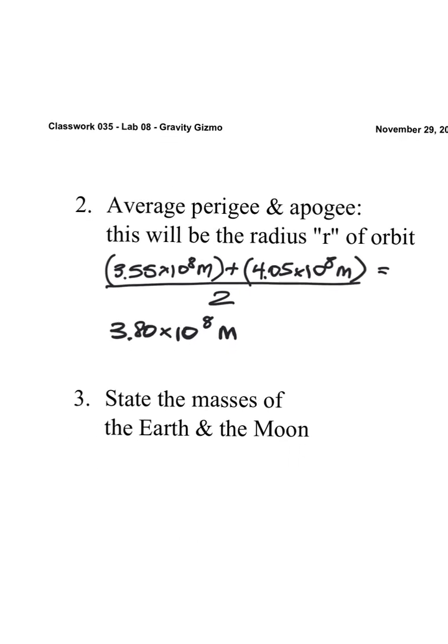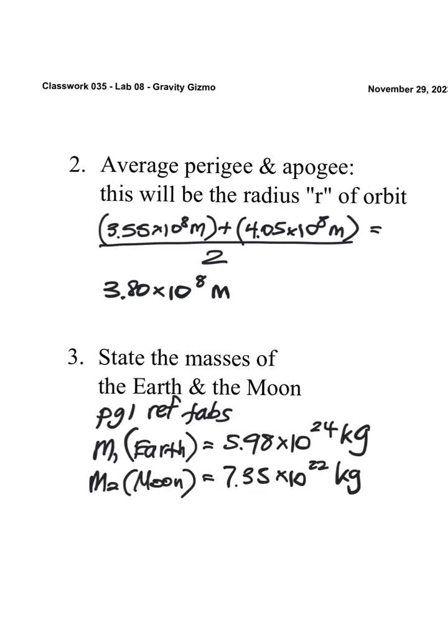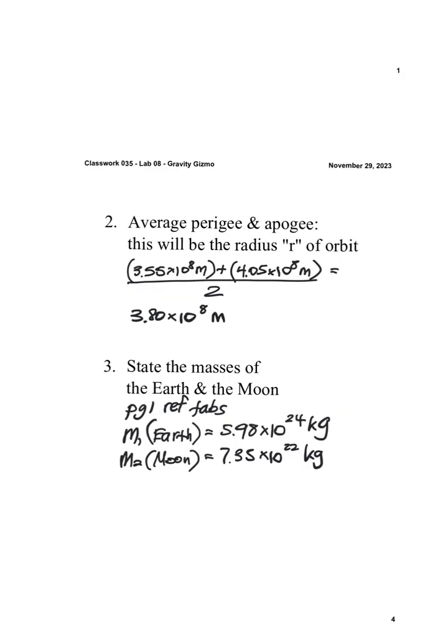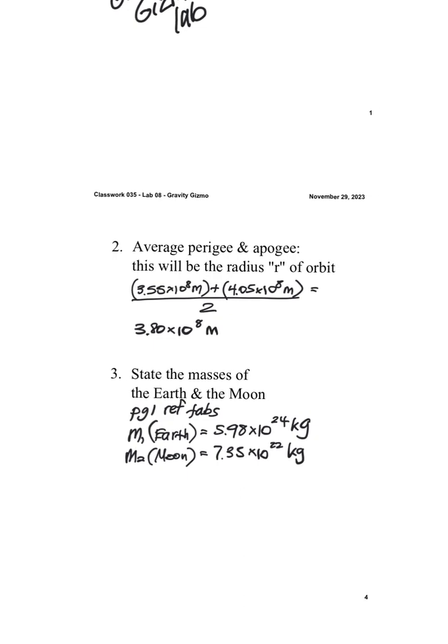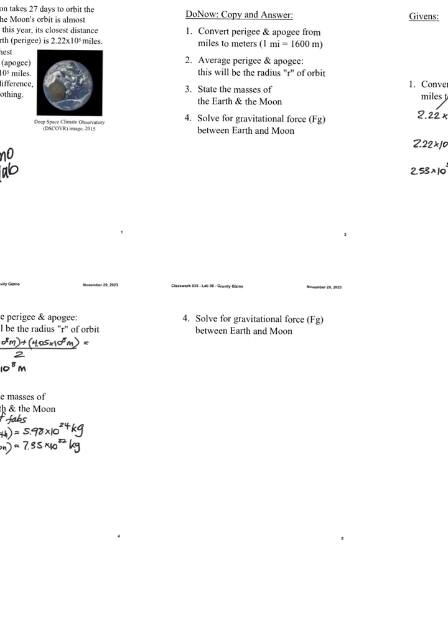So number 3 says state the masses of the Earth and the Moon. You can find that on page 1 of the ref tab. All right, from the reference table, those are the numbers, page 1. Okay, so then using that, the radius, the separation between the Earth and the Moon, and the masses of the Earth and the Moon, number 4 says solve for the gravitational force between the Earth and the Moon. I don't think there's anything else. Nope. That is our last question.